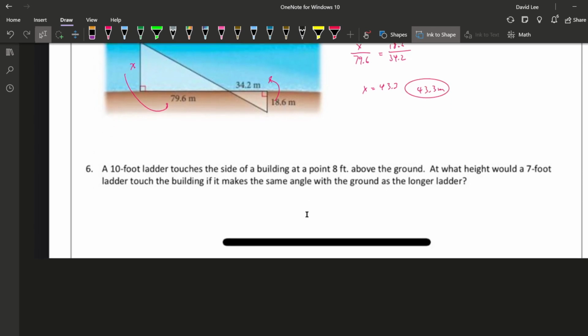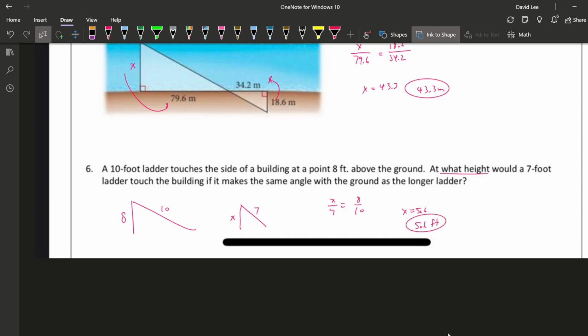And then the last question, this we gotta, I guess, sketch ourselves. So it's a 10-foot ladder that touches the side of the building 8 feet above the ground. So this is 10 feet, 8 feet above the ground. At what height would a 7-foot ladder touch the building if it makes the same angle? So same angle, this is 7. At what height? So we'll label this x. Yeah. So then we'll say x over 7 should equal 8 over 10. So that's 5.6, and then it's feet.